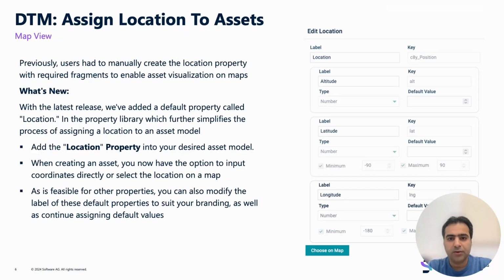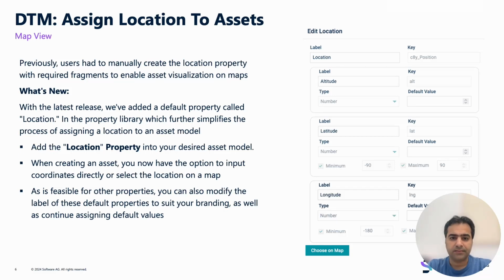Previously, in Digital Twin Manager, users had to manually create a location property, which requires them to manually define the fragments and then use that to enable asset visualization on the maps in other applications. But with the latest release, we have added a default property called locations in the property library of Digital Twin Manager. You can now use this property and assign it to any asset model. This further simplifies the process of assigning a location to an asset.